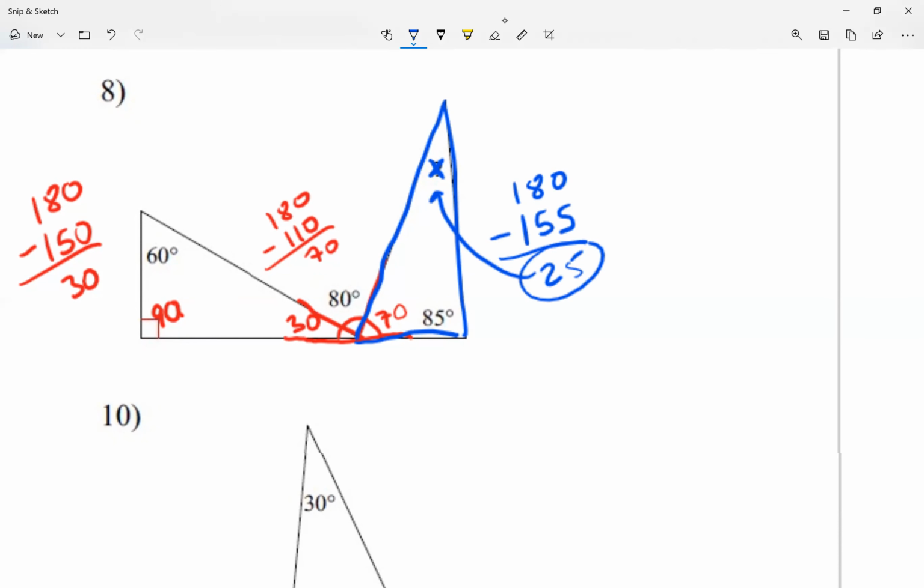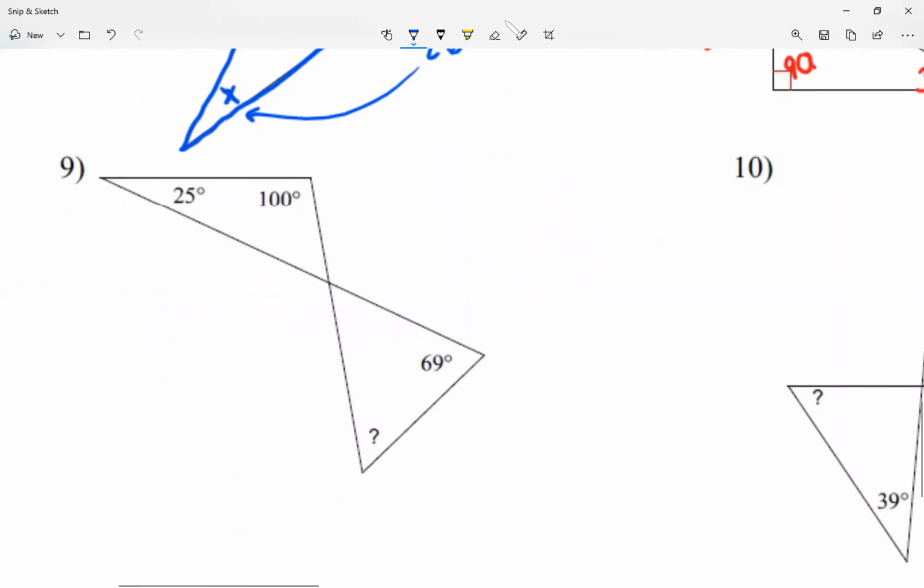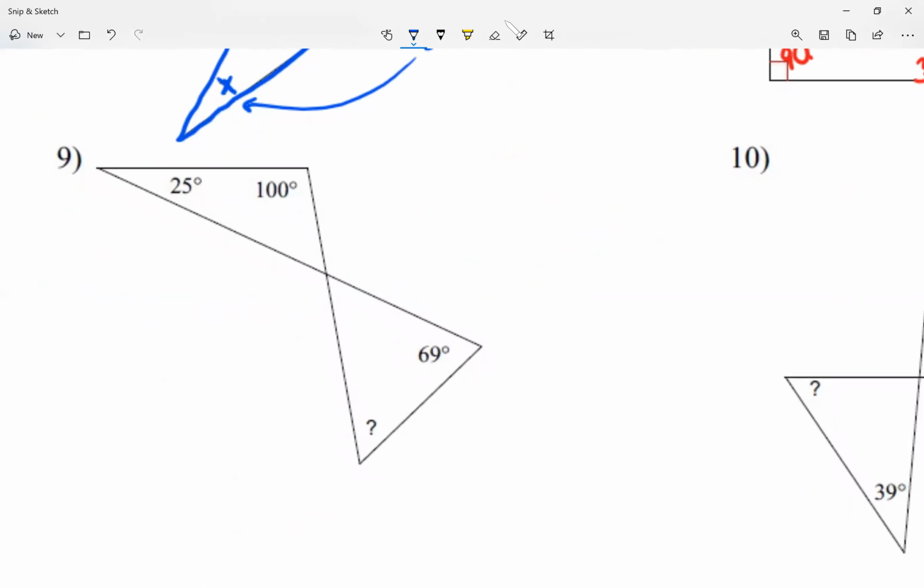You guys might be like, man, I'm using a lot of 180. Yeah, because I'm using the three angles of a triangle. I know the three angles of a triangle add up to 180. So that's why I keep on using the 180 a lot. I'm looking at question number 9. That question mark, I'm going to call it X. So I'm going to solve for X. And remember I said earlier, the triangle that has X, that's not where you're going to start. You're going to start at the other triangle.